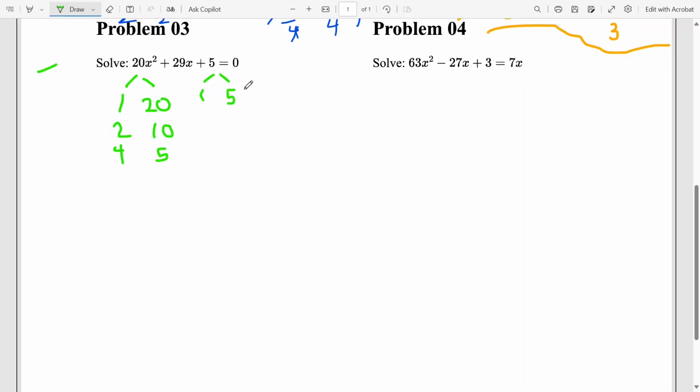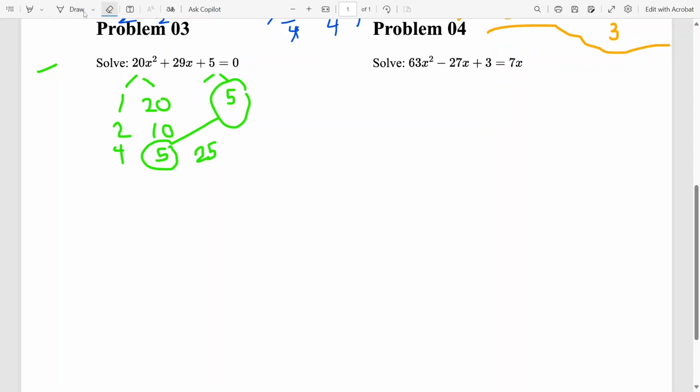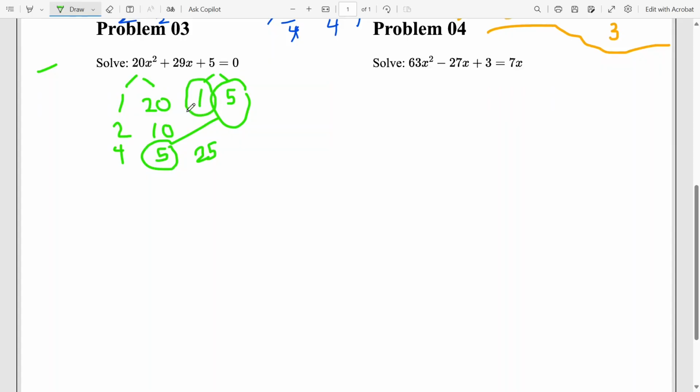And to multiply to 5, I can only multiply 1 times 5. Now 5 times 5, what is that? Well, that's 25. And then we got this sad looking 1 over here. Let's make it better. All right, if we do 1 times 4, well, that's 4, right? So 25 plus 4 gives me 29. Those are the numbers I want. So let's write this in factored form.